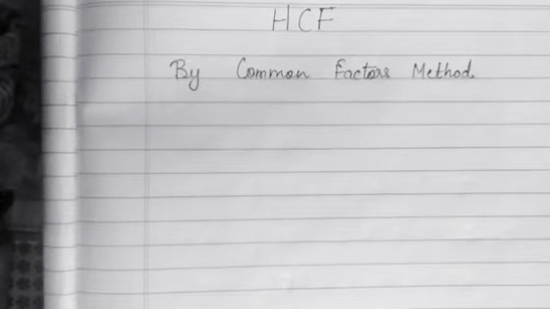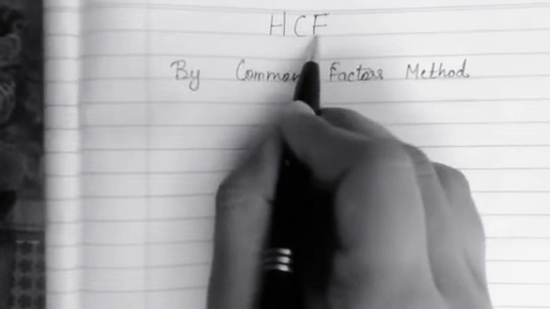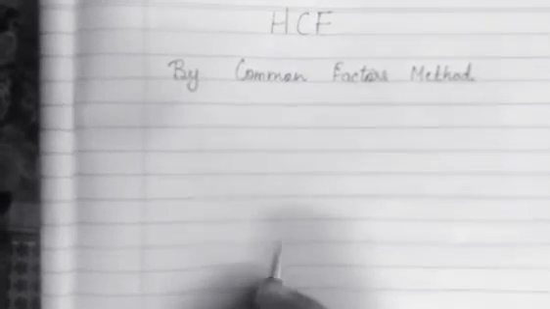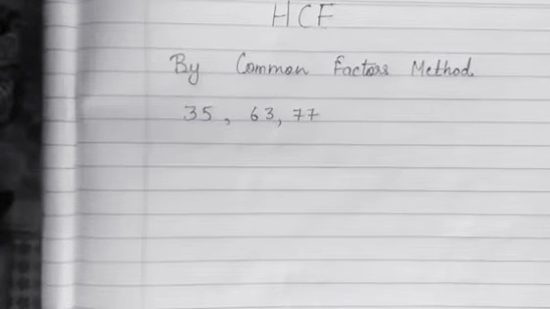What is HCF? The greatest number which is a common factor of two or more numbers is called their highest common factor. The full form of HCF is highest common factor. So the three different methods are the common factor method, the prime factorization method and the long division method.